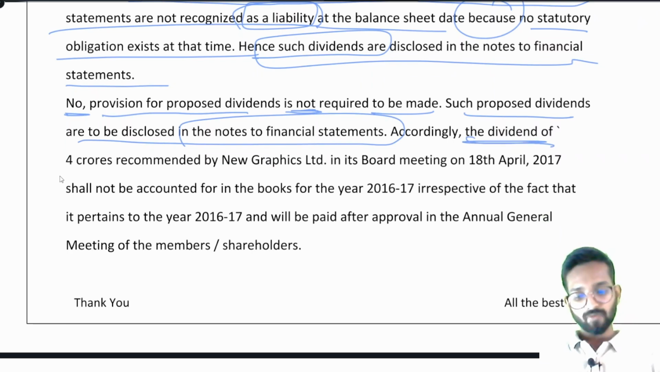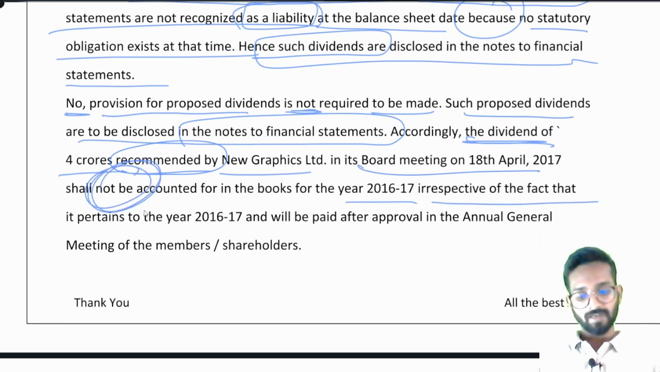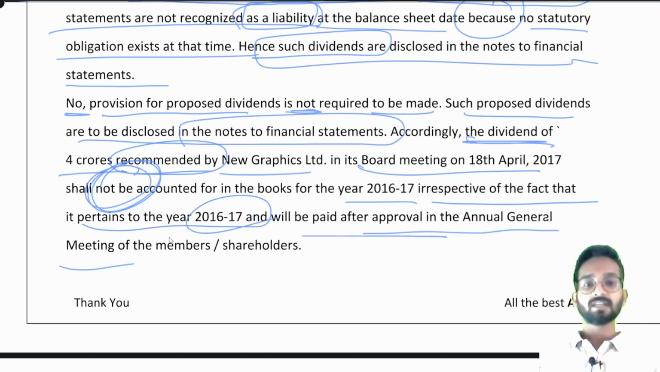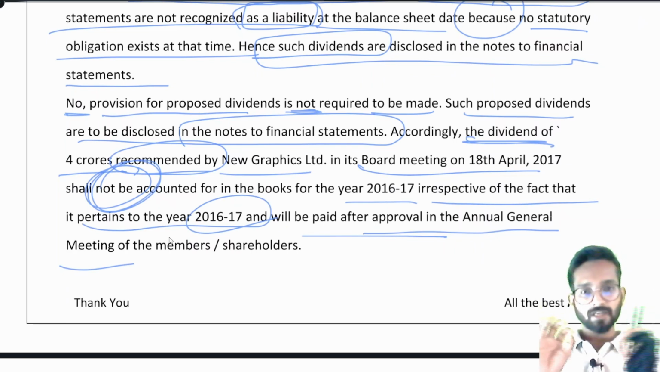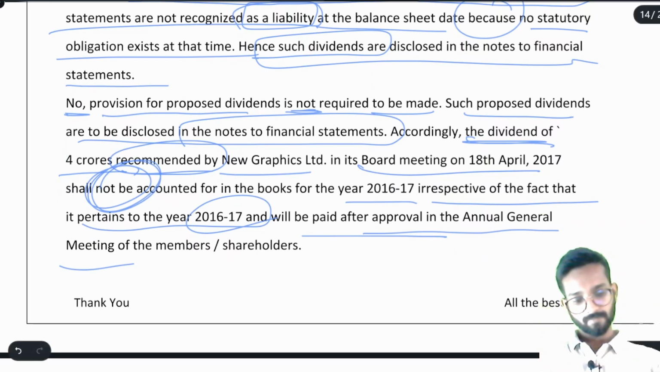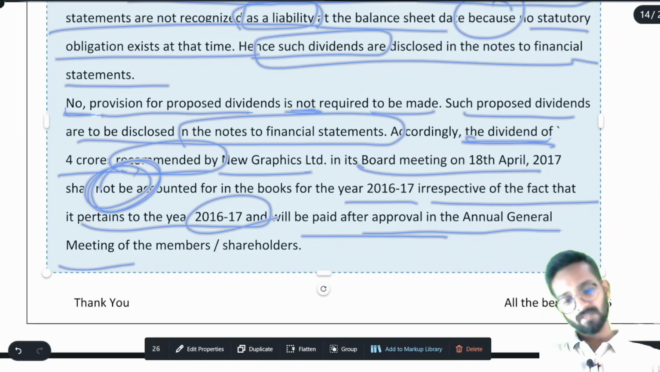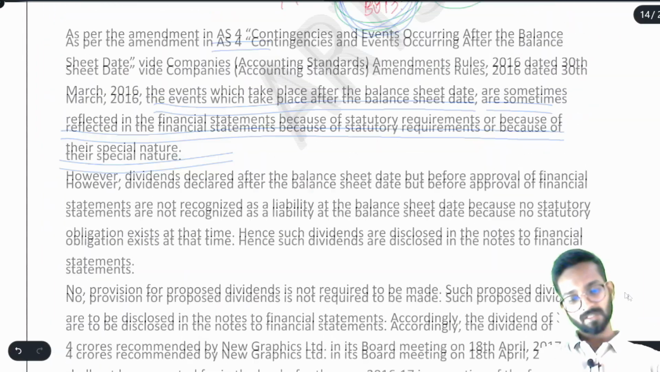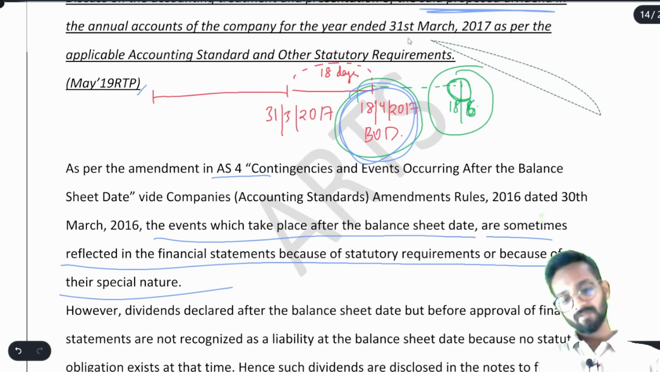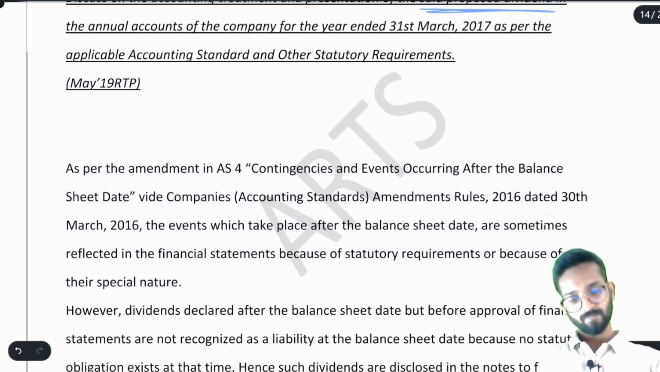Accordingly, the dividend of 4 crore which is recommended by the company in its board meeting shall not be accounted for in the year, irrespective of the fact that it pertains to 16-17 and it will be paid after the approval in the AGM. It doesn't matter whether shareholders are approving or not. Understood? There was no condition before 31st March. AS4 understands only this much. Was there any condition? No sir, there was no condition. So it is not an adjusting event. Understood? This accounting standard is very easy if you focus that we have to just check whether there was a condition before the date of financial statement, that is 31st March.